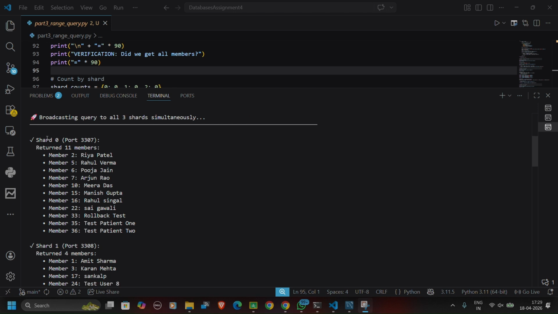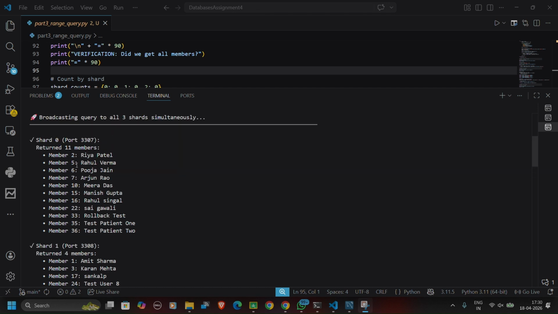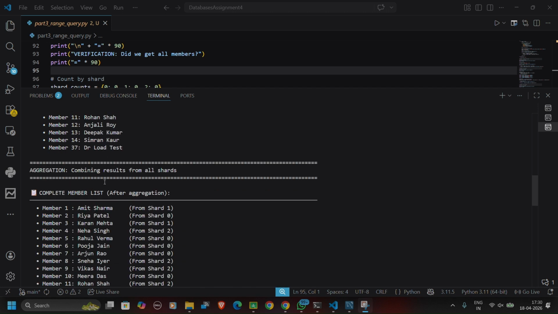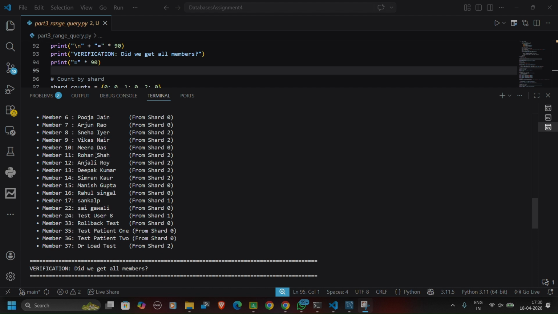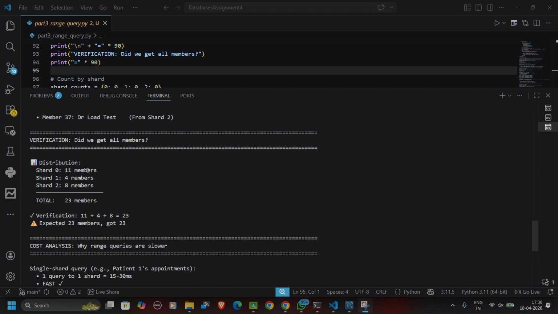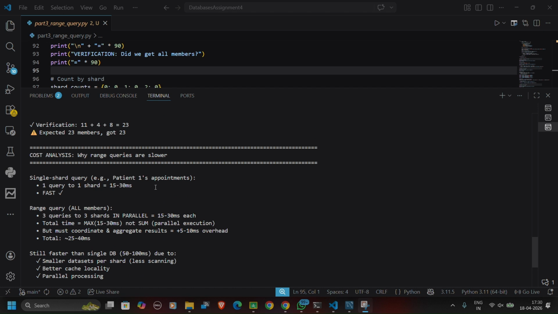As you can see, this is the list: shard 0 list, then shard 1 list. Shard 1 has 4 members, and shard 2 has 11 members. We combine them into a single list, and we can see that we got all members. You can see over here there are in total 23 members, and we get 23 members.